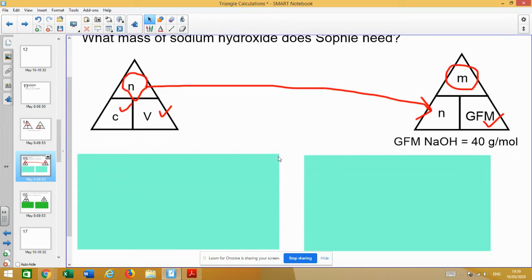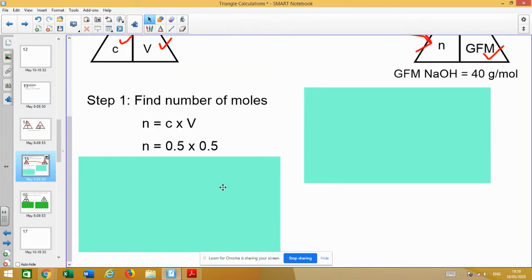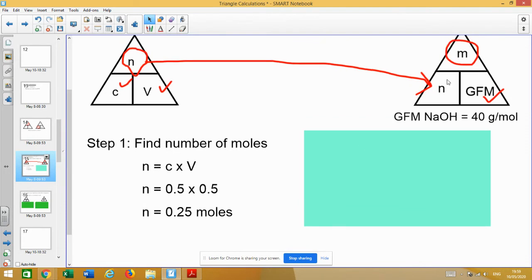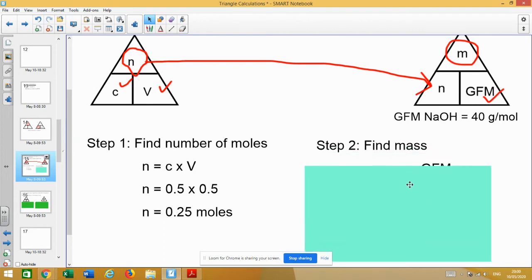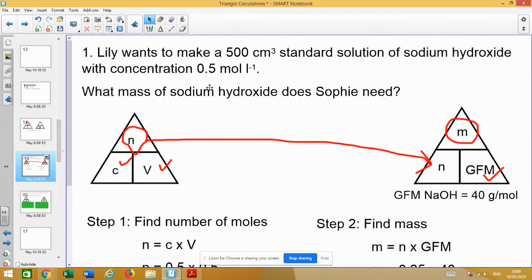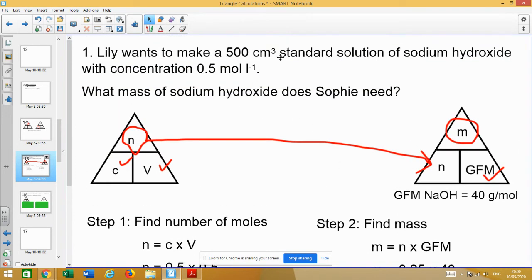So step one then in this calculation is to find the number of moles. So the number of moles is the concentration times the volume, 0.5 times 0.5, which is going to give you 0.25 moles. So 0.25 moles here, we've got our mass as number of moles times GFM. So to find the mass, we're doing number of moles times GFM, sub them in, 0.25 times 40, and we get 10 grams. So if Lily wanted to make this solution, she would have to dissolve 10 grams of solid sodium hydroxide in the standard flask to make it.